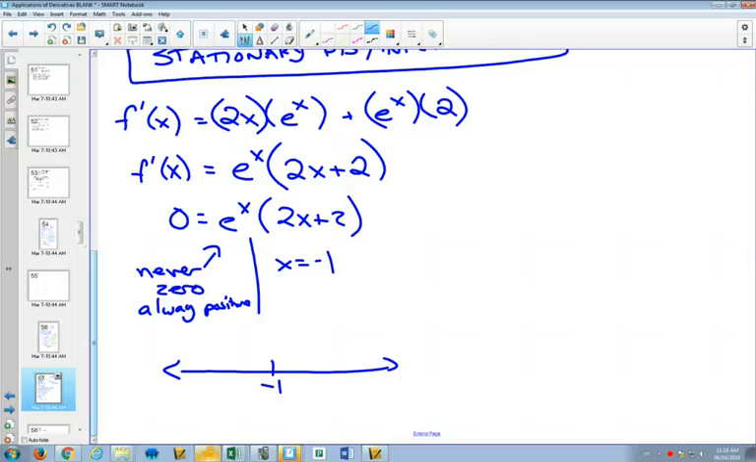So now, when I'm plugging any number into here, it's only going to be this part here that's going to affect whether it's positive or negative. So if I plug a number less than -1, like -10, can you see that this section is going to be negative? This section is always positive. So we know our function is decreasing before -1. After -1, it's going to be positive, so it's increasing after -1.